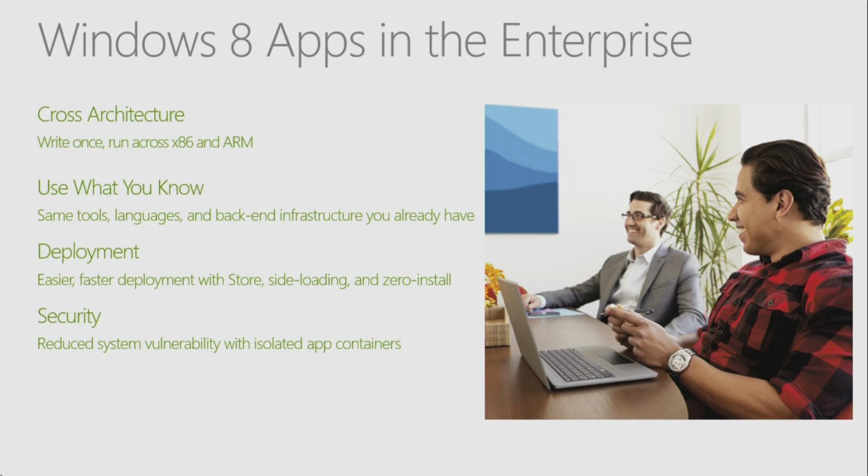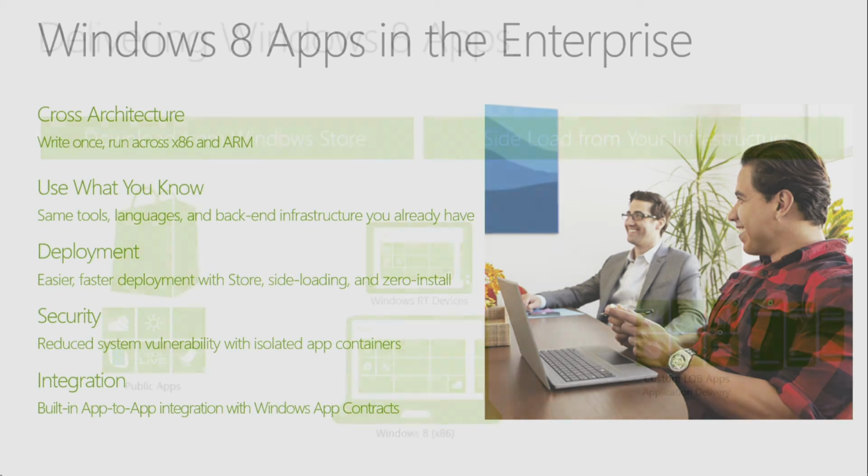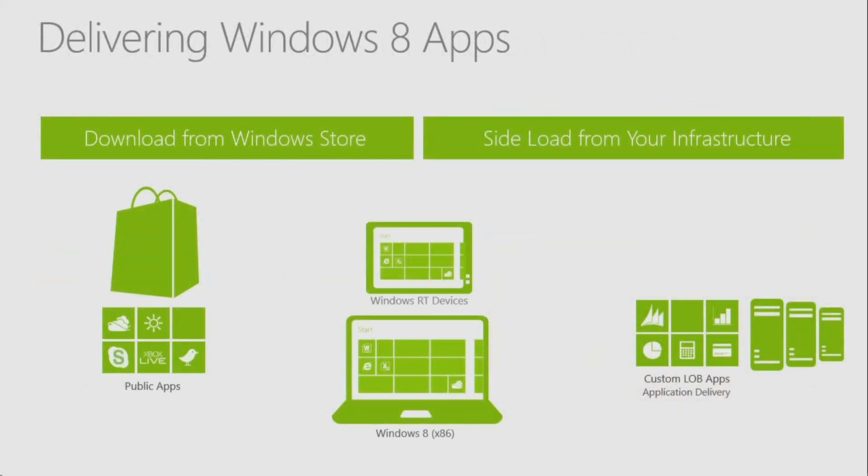Fast, easy to deploy. I'm going to sideload an app as part of our Windows 8 deployment as we go from XP to Windows 8. I'll bring an app into it. And they're very secure because we've reduced the system vulnerability with isolated app containers, so you're not having problems as one moves to the other. And there's built-in app-to-app integration with Windows 8 app contracts, which is absolutely tremendous.